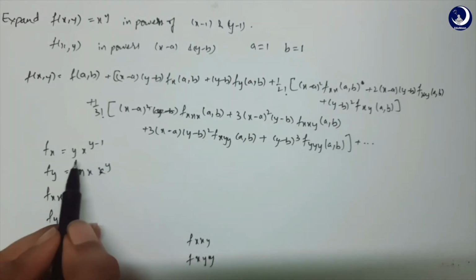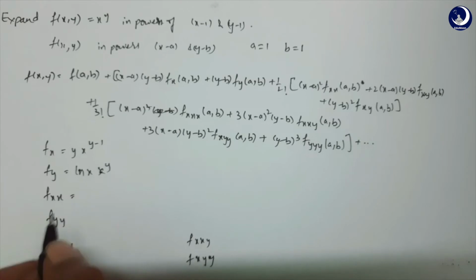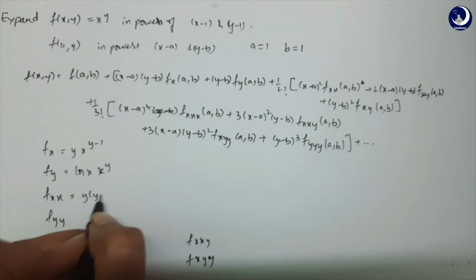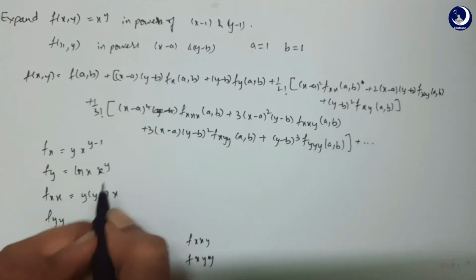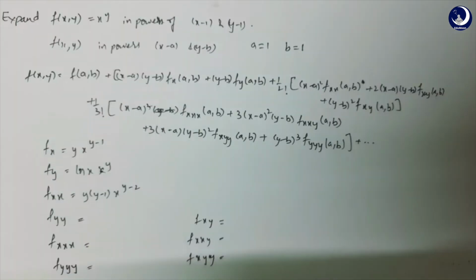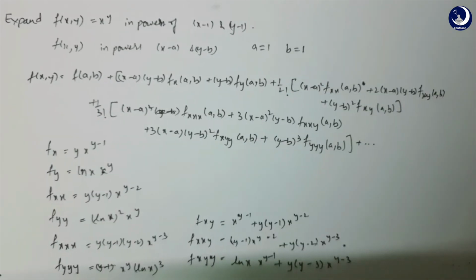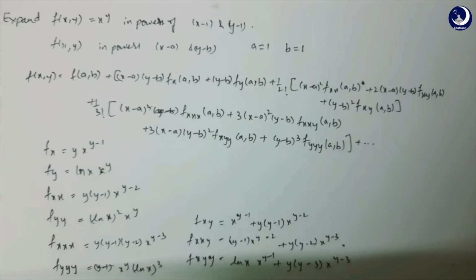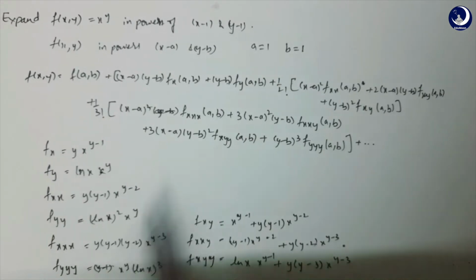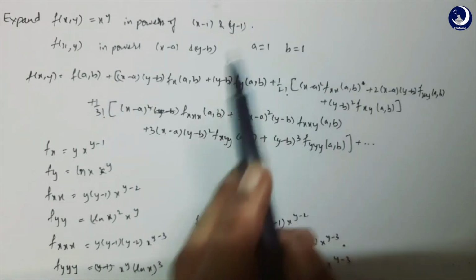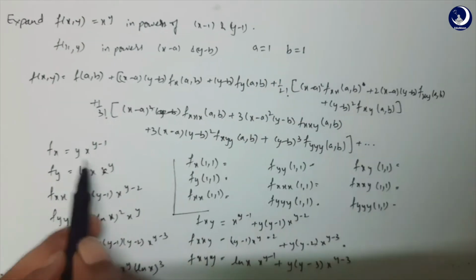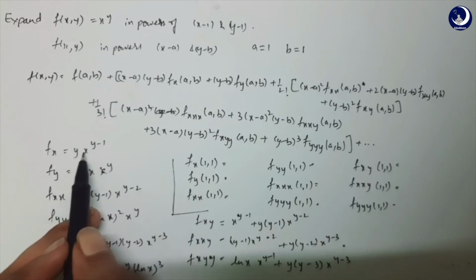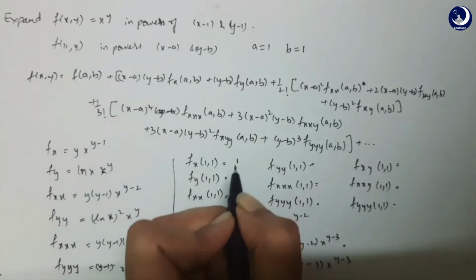and f_xx, partially differentiating this with respect to x, we would get y into y minus 1 times x to the power y minus 2. So similarly we find the derivatives for the remaining 6. This is what we get. So now for every derivative, in the place of x and y, substitute 1 comma 1, because that is a comma b. Then we would get 1.